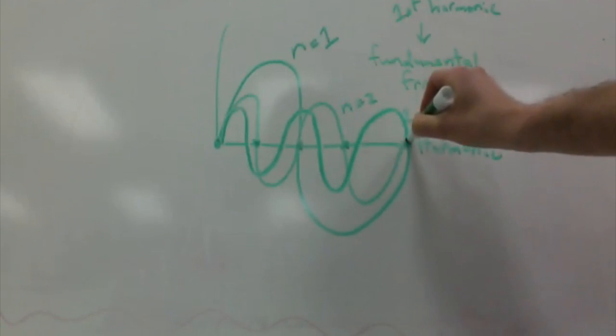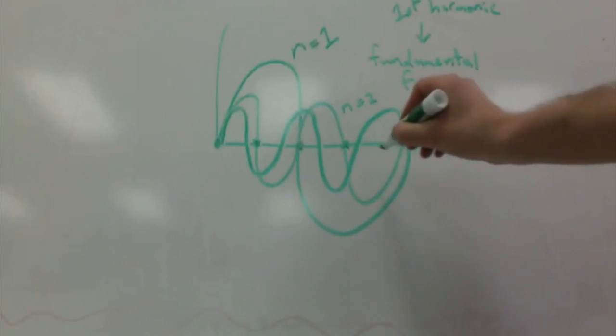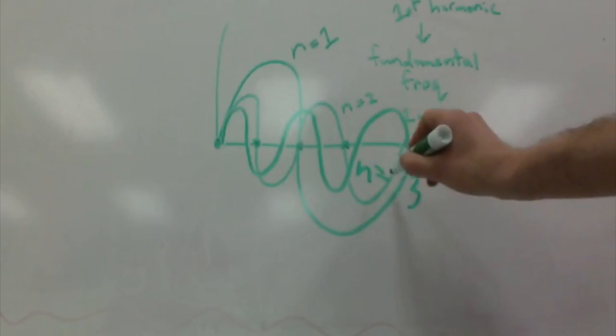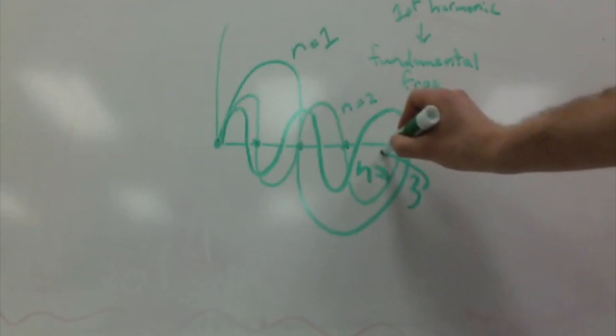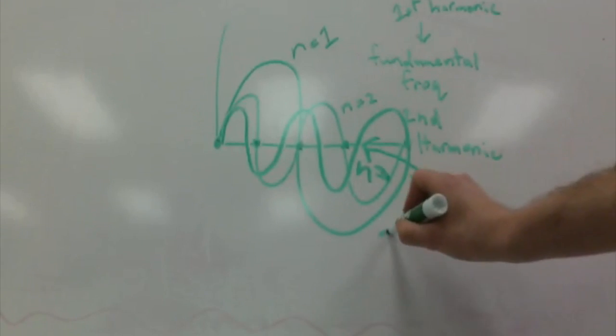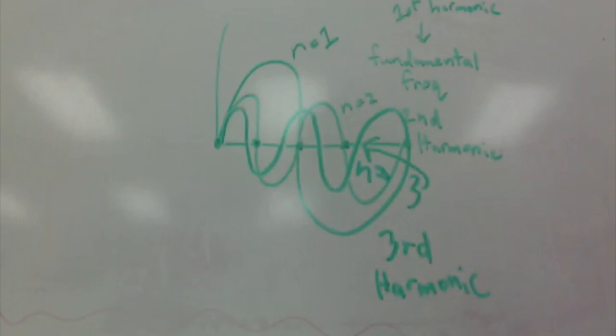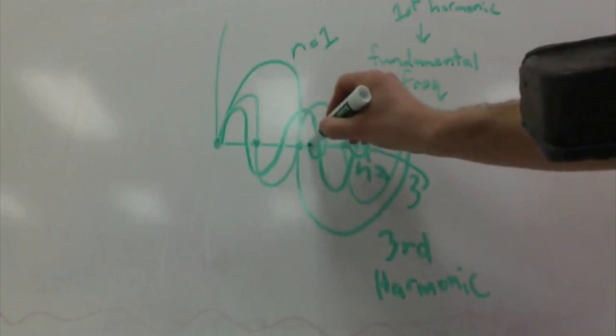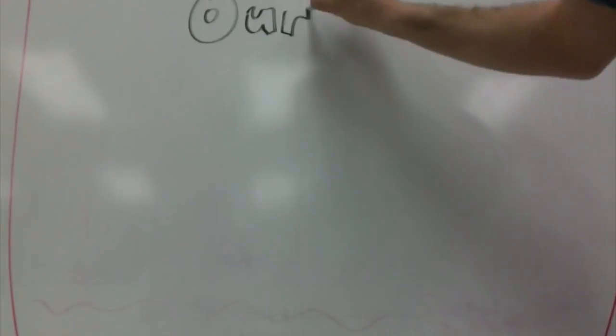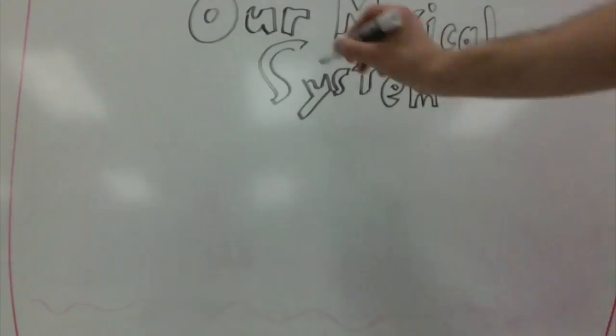The third harmonic completes 3 whole wavelengths by the time the first harmonic has completed 1. Duh. Notice how the first and second harmonic meet up at the halfway mark on the x-axis. However, the third harmonic does not meet up at all except for on the 2 endpoints. So this leads into our musical system that most of the world uses.